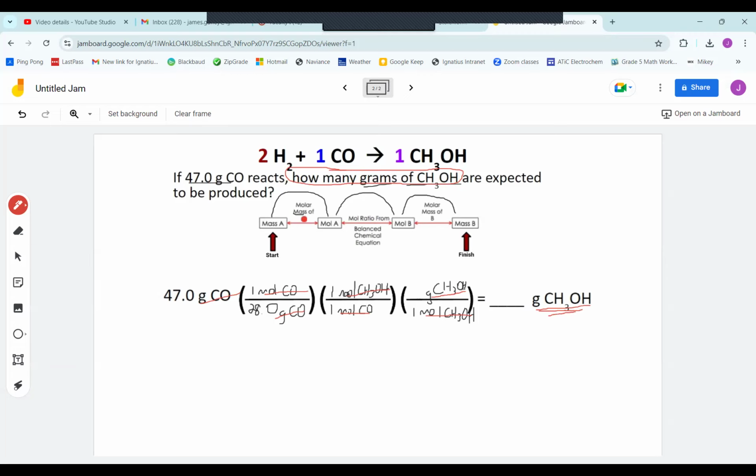Okay, so we've got in the first conversion factor, the molar mass of CO. In the second conversion factor, the mole ratio from the balanced equation. And the third conversion factor, we're missing a piece of information. We've got to get the number of grams of CH3OH to get the molar mass. So let's look up on our periodic table. We're going to do a little calculating. There's C and H and O in that formula.